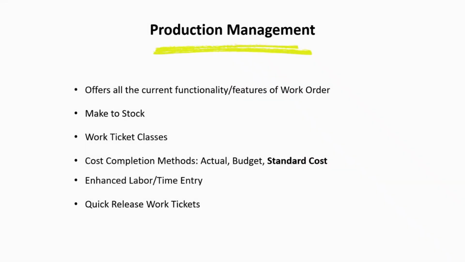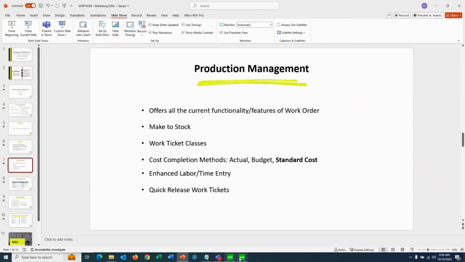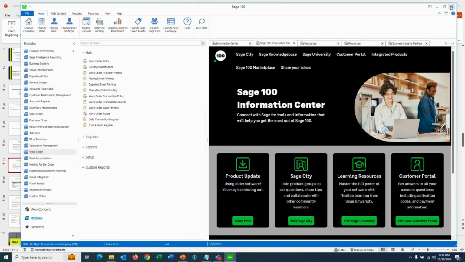So production management, it offers all the current functionality and features of work order. In production management, like work order before it, it is a make to stock type of production, meaning when the item is completed, it goes directly to inventory. I'm going to head right into it now and show you some of this. Let me get out of this version. I have to open up a new version.